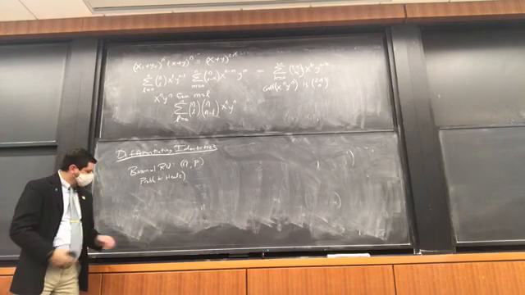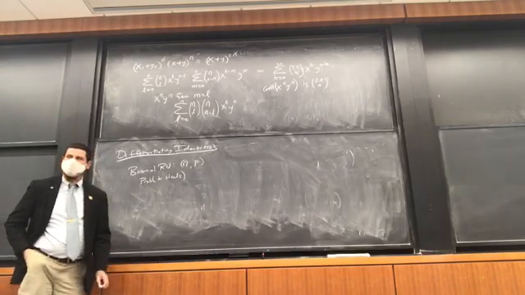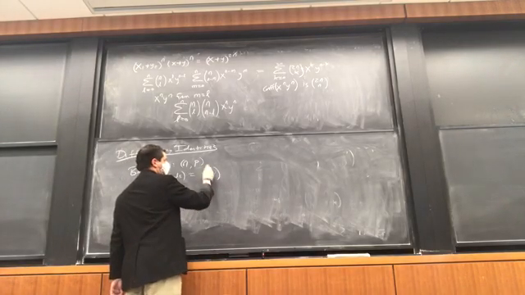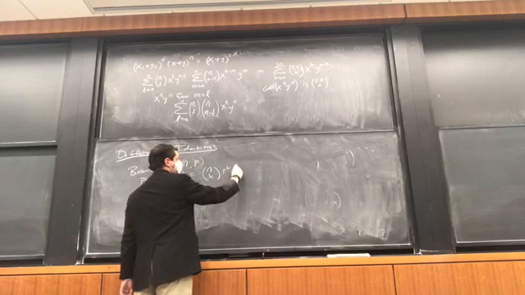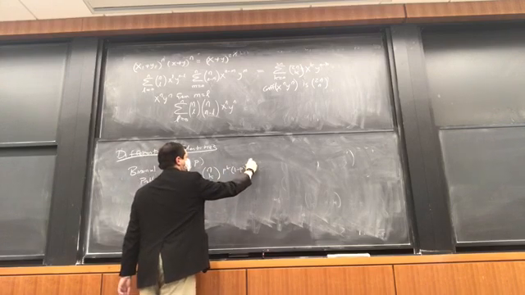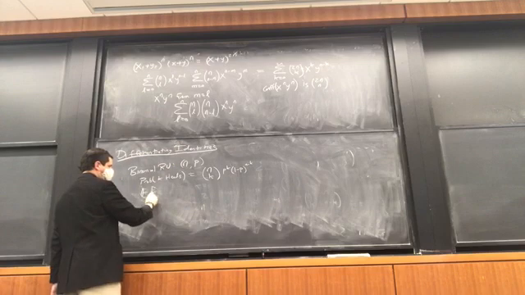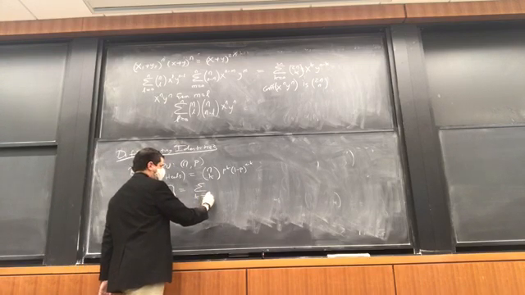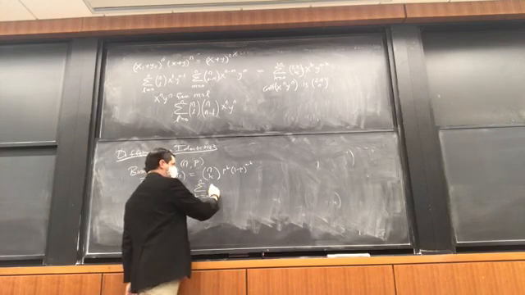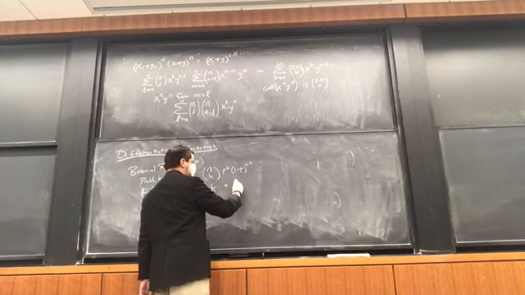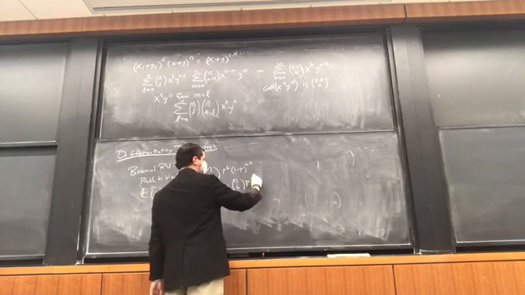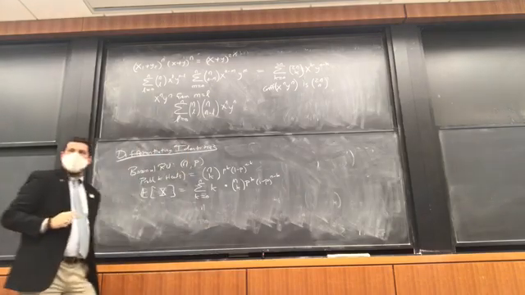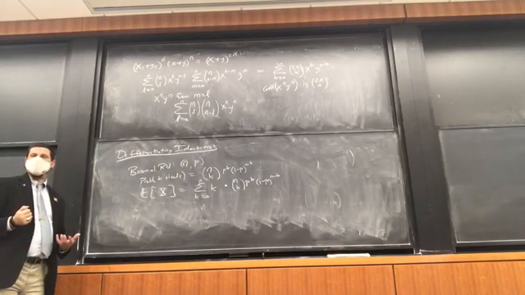So the probability that you have k heads, what would that be? N choose k, p to the k, 1 minus p to the n minus k. So the expected value of this random variable would be the sum, k goes from 0 to n, of k times n choose k, p to the k, 1 minus p to the n minus k. And you need to evaluate this sum to find the expected value.